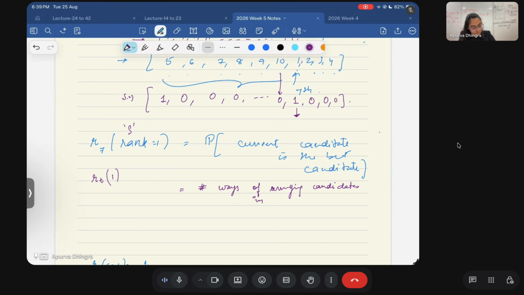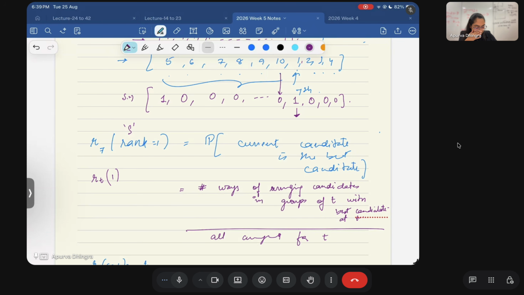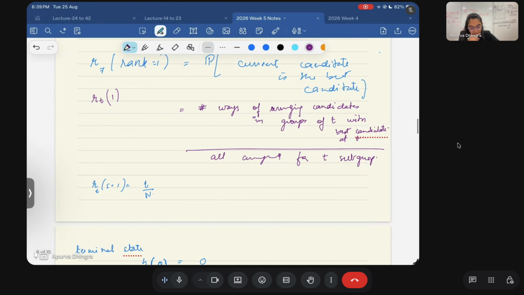In groups of t with best candidate at time t, divided by, well, all arrangements for t subgroup. So what exactly is that? Okay, we'll come back to this.